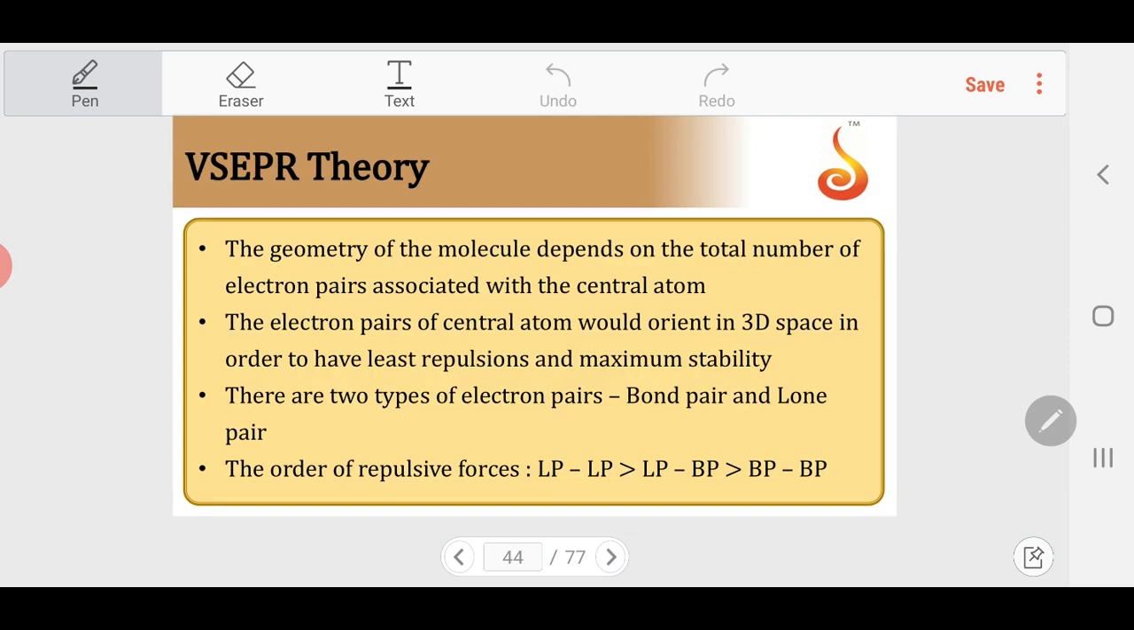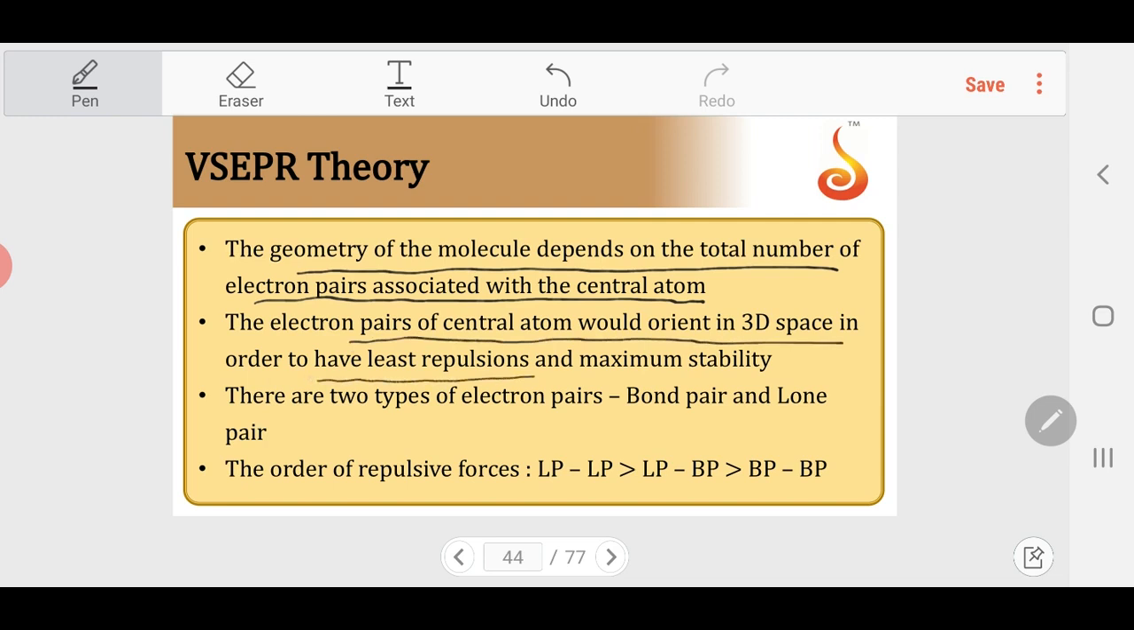VSEPR theory, one more theory which will explain the basic geometry of molecule. So the geometry of the molecule depends mainly on the number of electron pairs around the central atom. So geometry depends only on the number of electron pair on the central atom, not on the terminal atoms. These electron pairs in the central atom tend to orient themselves in 3D space to have a minimum repulsions and maximum stability. So the orientation of this electron pair will be in such a way that the repulsion between these electron pairs are minimum. So there are two types of electron pairs. One can be bonded pair, other can be lone pair.